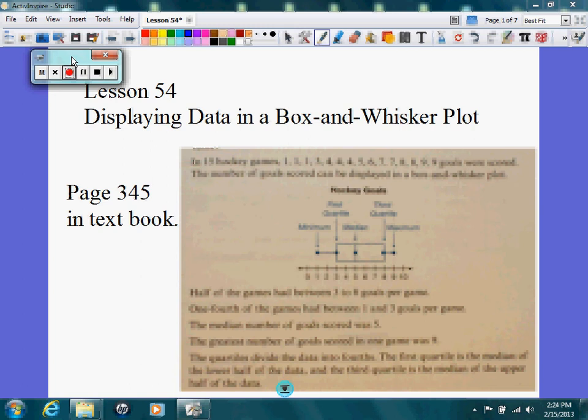This is a box and whisker plot. This is on page 345 in your textbook. You'll notice that the data is listed up here. I think there are 15 hockey games, so the median would be the number that occurs in the center of the data. There's 15, so we'd count up 8. So here would be our median. There's our median at 5.